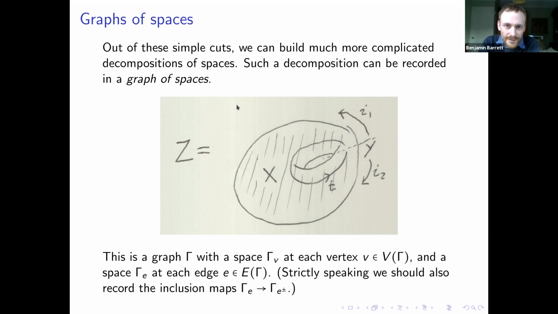Hopefully you can imagine that given that information, that's enough to tell you how to glue all the spaces together in a natural way to get the whole space that you were starting with. So this records a way of cutting a space up into pieces. That's what I mean by a graph of spaces. It records a possibly complicated decomposition of spaces, but it's built out of single separating and non-separating cuts.